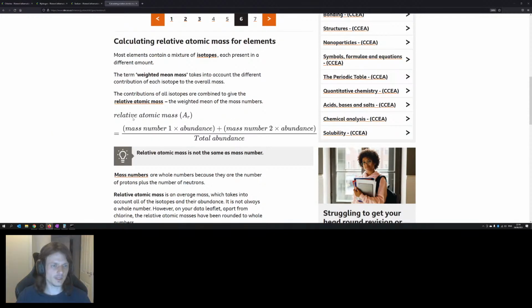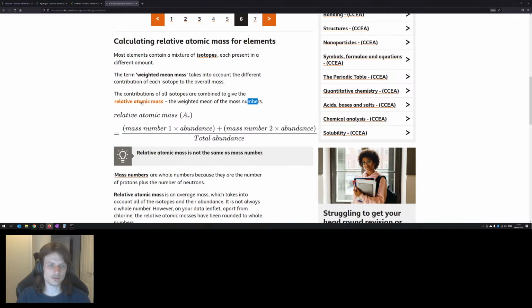Right, okay. So this says the mass number 1 times the abundance plus mass number 2 times the abundance, divided by the total abundance. The term weighted mean mass takes into account the different contribution of each isotope to the overall mass. The contributions of all isotopes are combined to give the relative atomic mass, minus the weighted mean of the mass numbers.